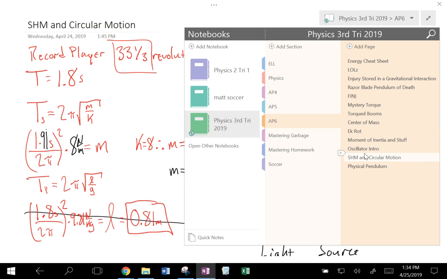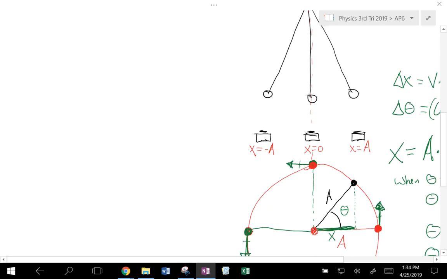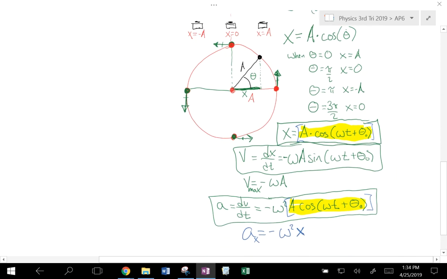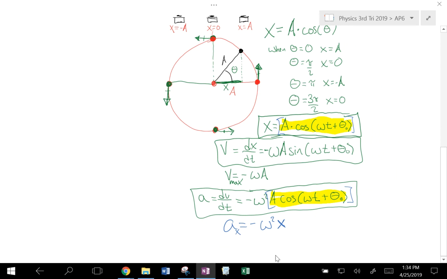I'm going to pop back over to our work from yesterday and these derivations that we came up with. Let's see.